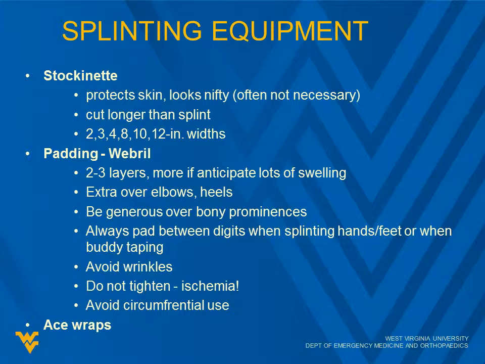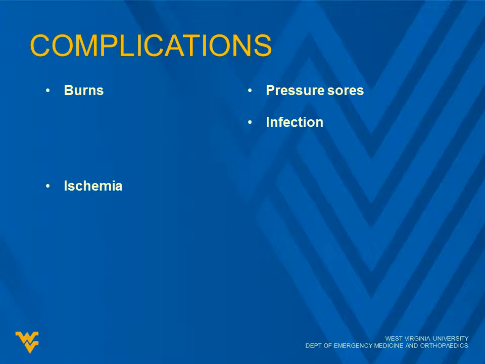Also, you'll use some extra over bony prominences, such as elbows and heels. Be generous over those. Always pad between digits, which sometimes we forget about. Even if you can tear off little pieces and throw it between there, that'll help with preventing that macerated skin that happens. Want to avoid wrinkles, which can cause wounds in the skin. Don't want to tighten that, and avoid circumferential use, but that's pretty difficult. ACE wraps are a good thing, but just be careful with them.